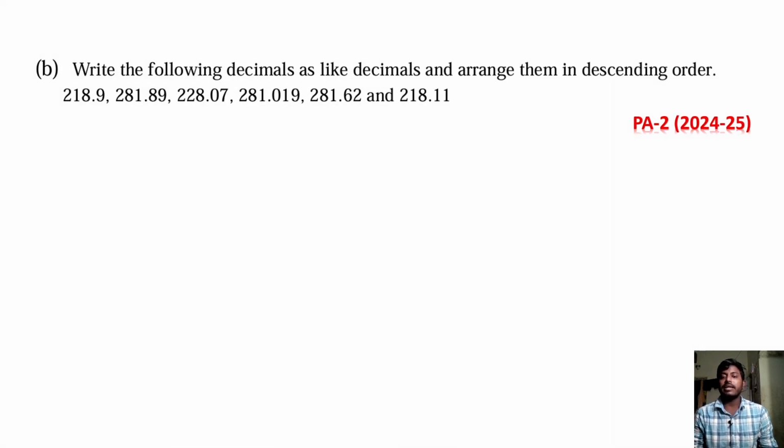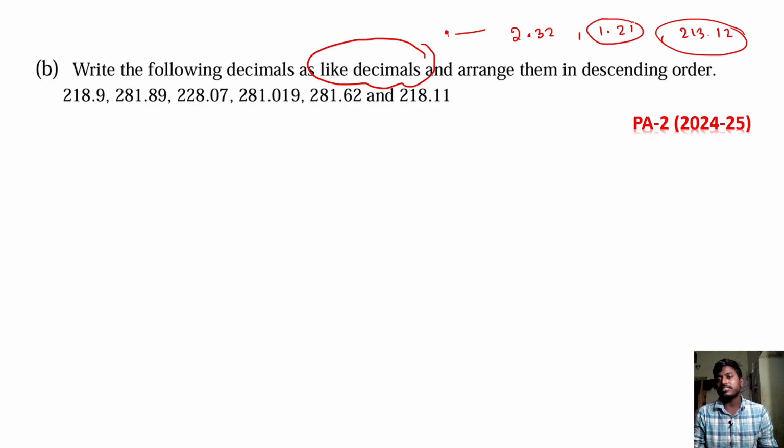Write the following decimals as like decimals. First of all, understand what a like decimal is. Like decimal means the digits after the decimal are the same in number. Suppose this is the example: 2.32, 1.21, 213.12. These are like decimals because after the decimal there are 2 digits. That's why they are like decimals.